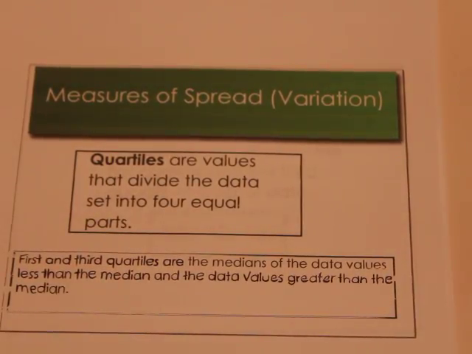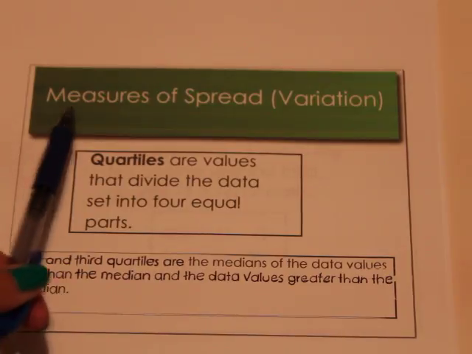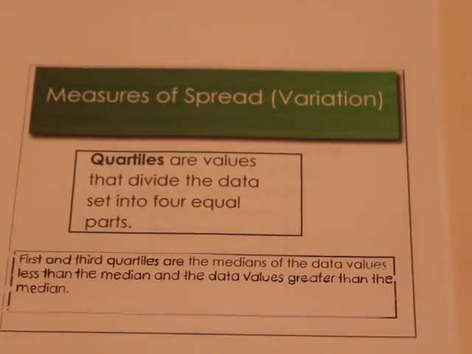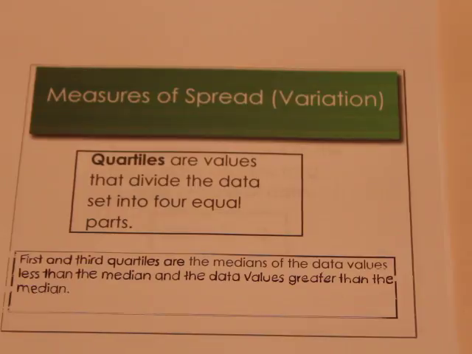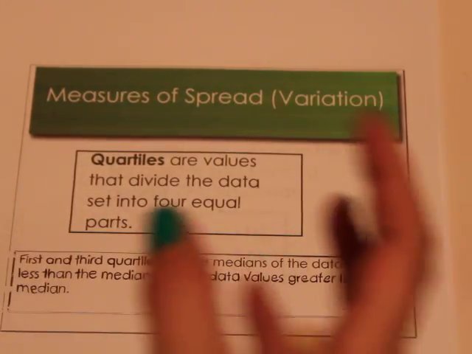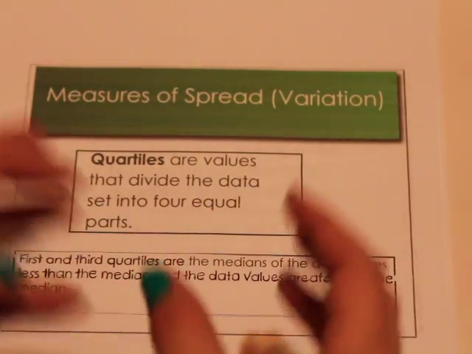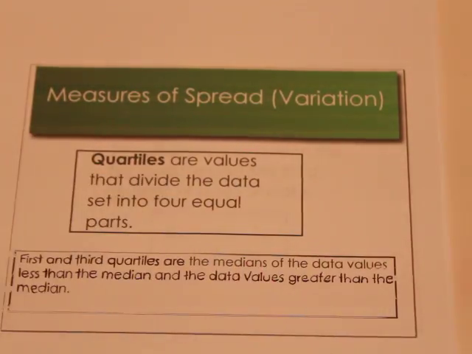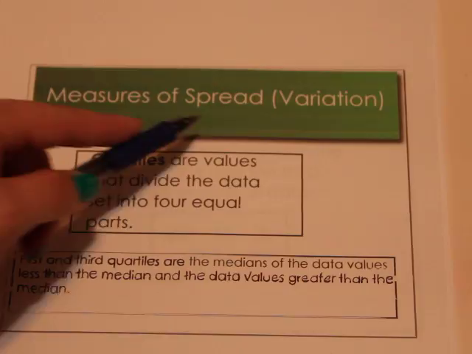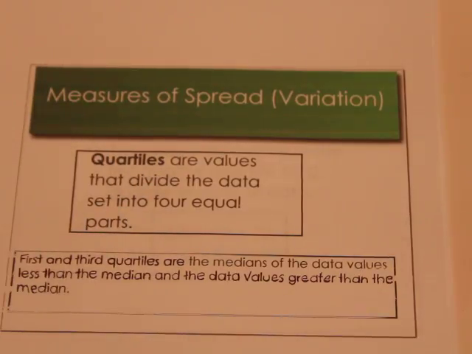Okay, next in our study of statistics, we are going to be looking at what are called measures of spread. Measures of spread tell you how far apart the data is, where it's grouped. Is it grouped on the low end? Is it grouped on the high end? Grouped in the middle? How far apart is everything? So measures of spread tell you how closely packed your data is.